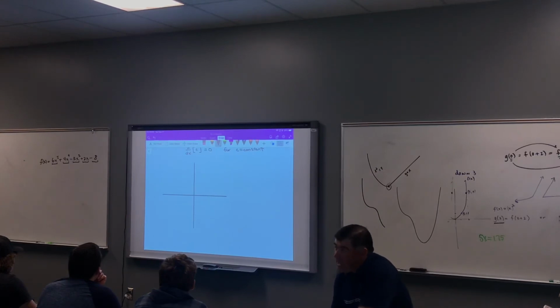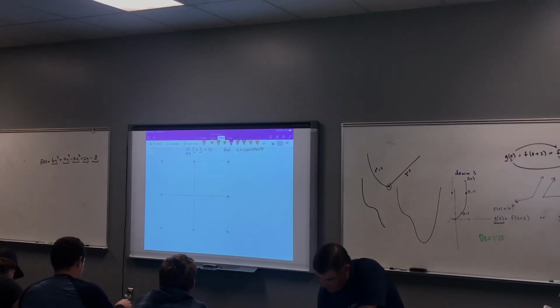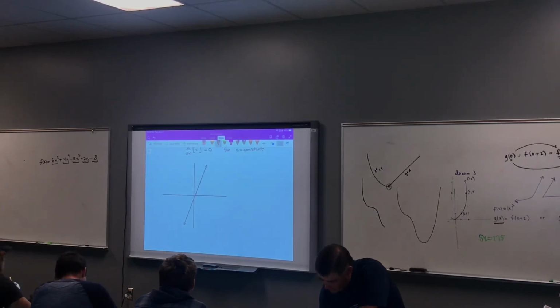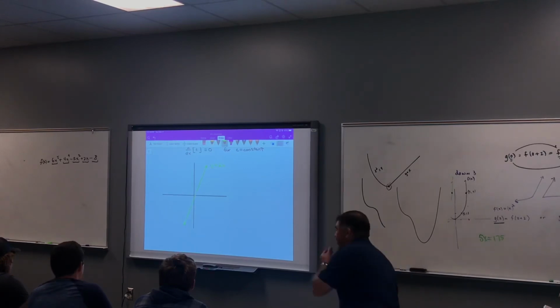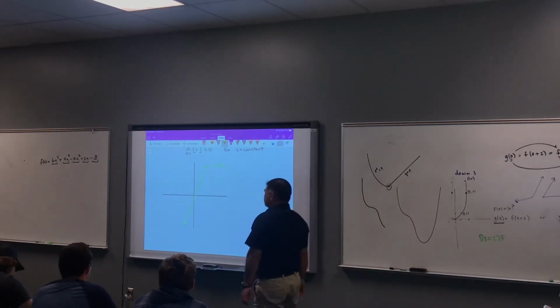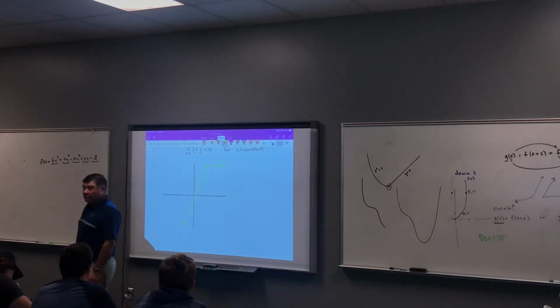The line that I now want is this. y equals 2x. So that would be y equals 2x. Yeah?